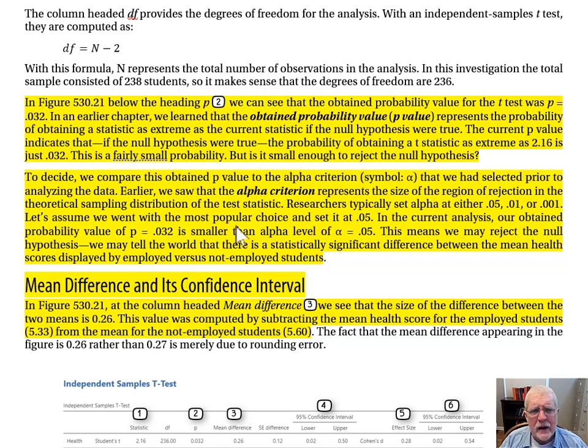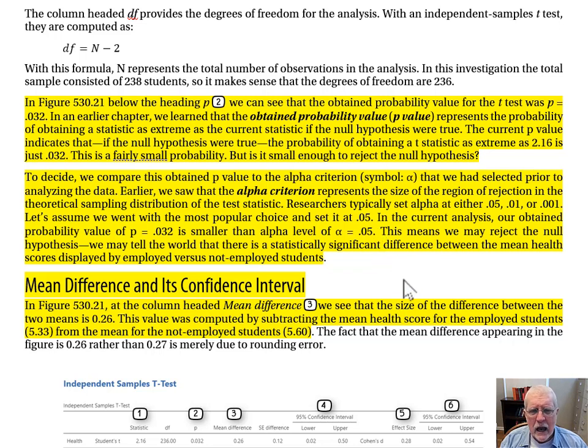To decide, we'll compare this obtained p-value to the alpha criterion. This is our Greek letter alpha. The alpha criterion we had selected prior to analyzing the data. Earlier, we saw the alpha criterion represents the size of the region of rejection in a theoretical sampling distribution of the test statistic. Researchers typically set the alpha criterion at either 0.05, 0.01, or 0.001. Let's assume that we went with the most popular choice. We set alpha at 0.05.